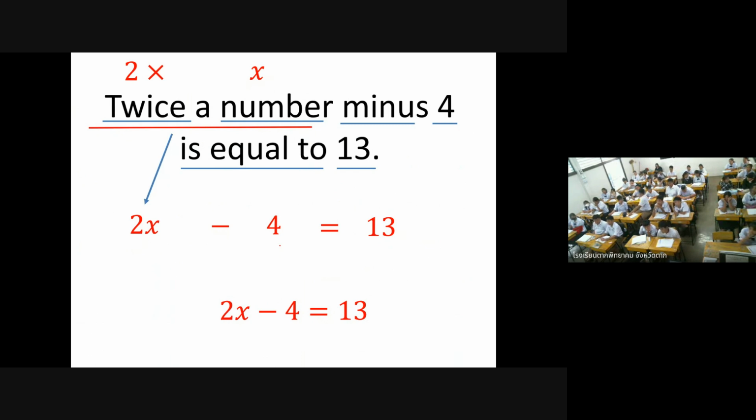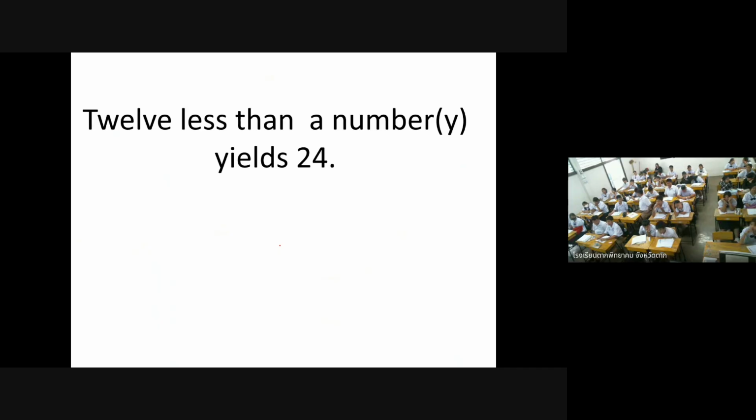Okay. 12 less than a number yields 24. What's the answer?